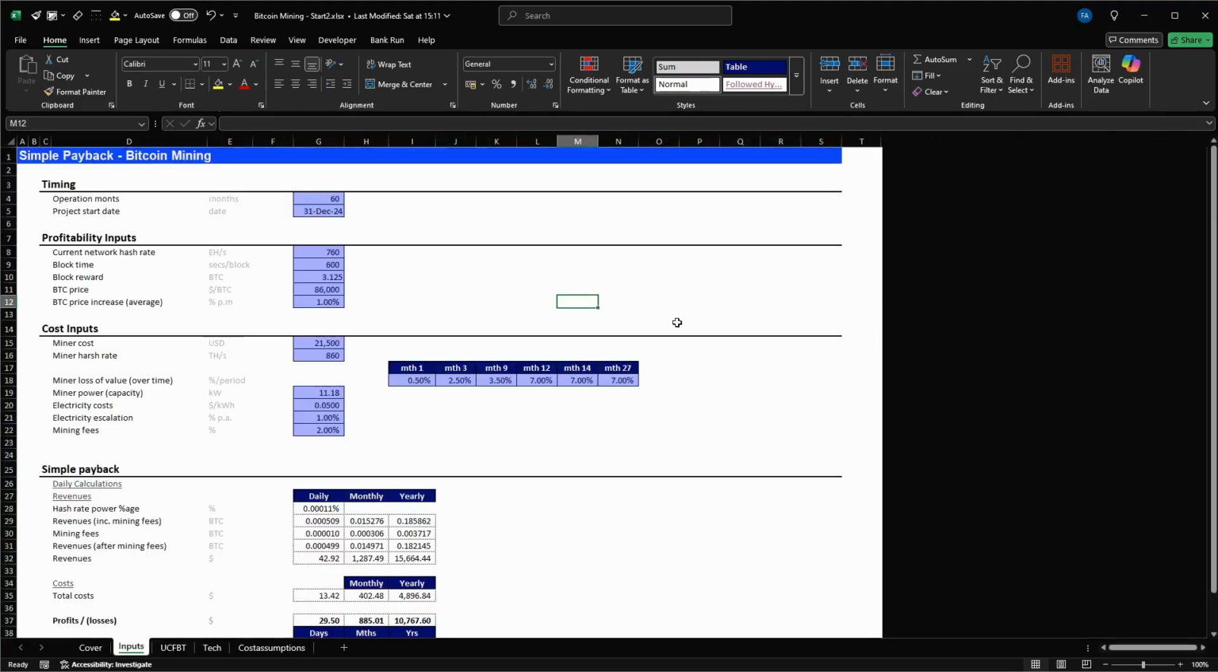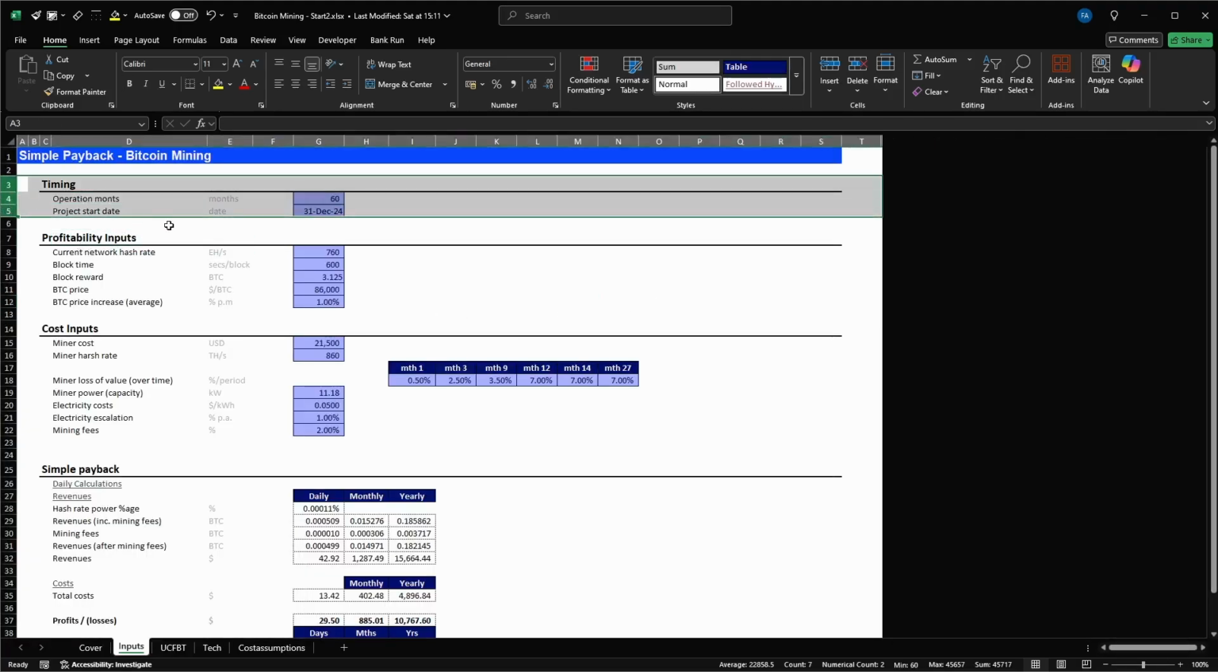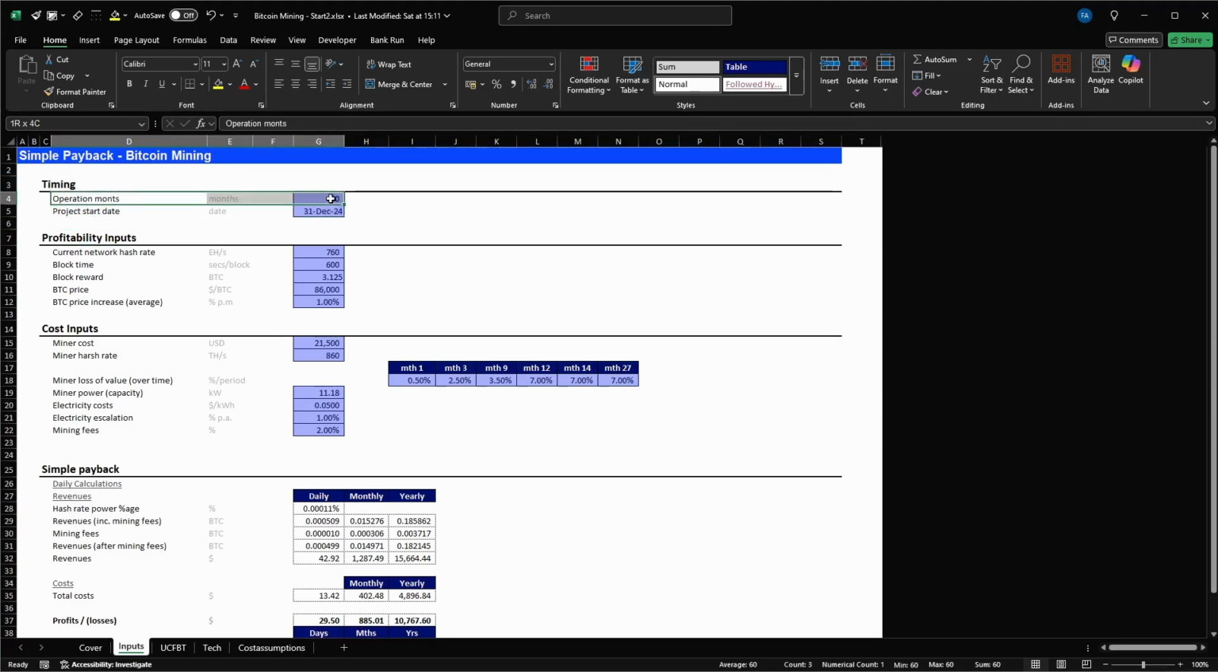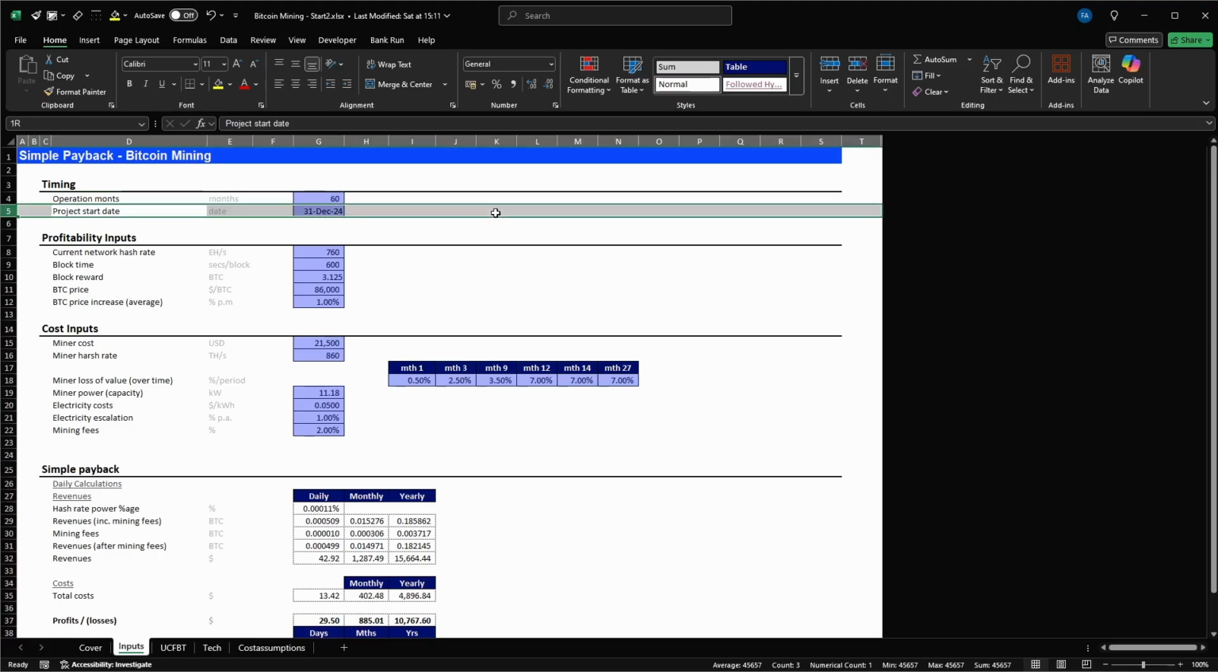So we're gonna go to the input sheet, and the first thing that I added here was a timing section where I added the amount of months we're going to operate for this particular machine. So we're going to start with the assumption that we're going to be able to operate the machine for 5 years, and the date where we're going to start evaluating our project. Most specifically, this is the date that I'm going to evaluate all the cash flows. So all NPVs and IRRs are going to be evaluated at the 31st of December 2024.